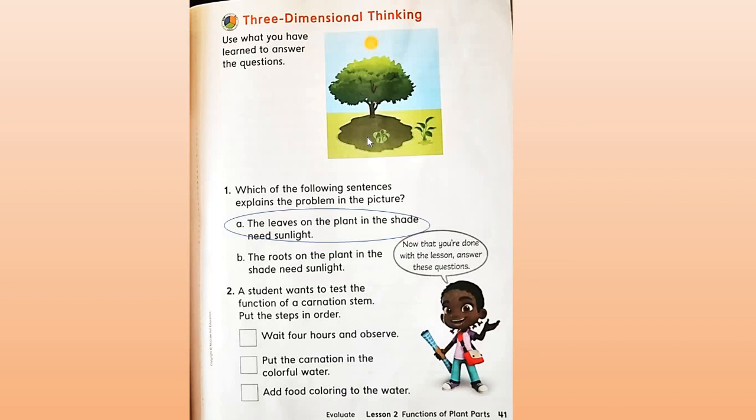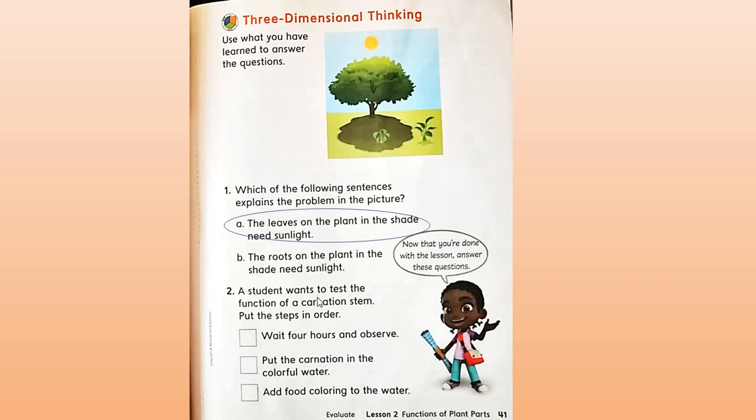Let's see the next one. The roots on the plant in the shade need sunlight. Is this right? No, it's not. The root does not need sunlight. Only the leaves, because the leaves need to make food from sunlight. But roots don't do that, right? So this statement is not right at all. Let's see the next question.